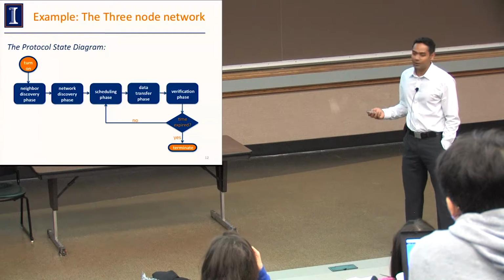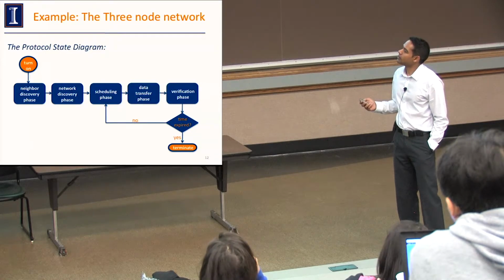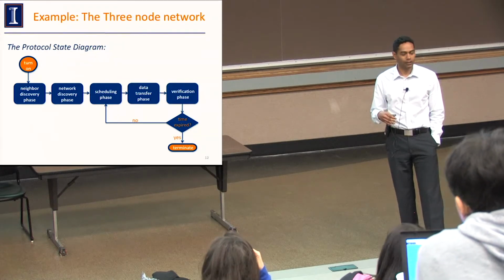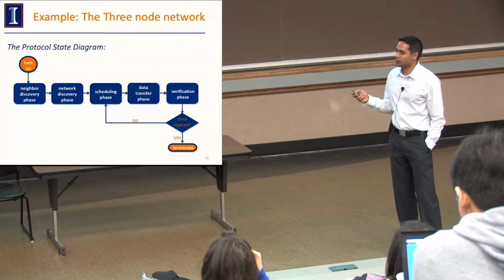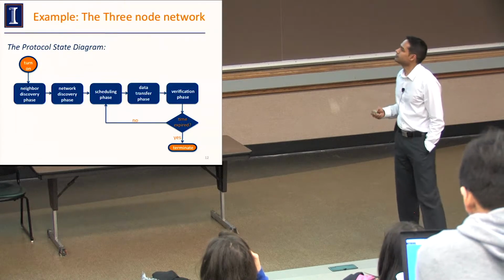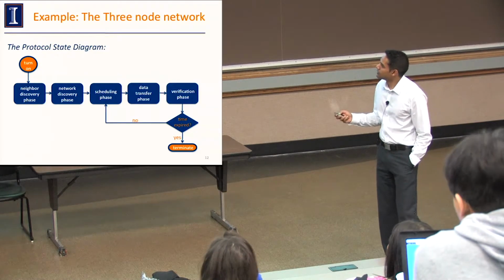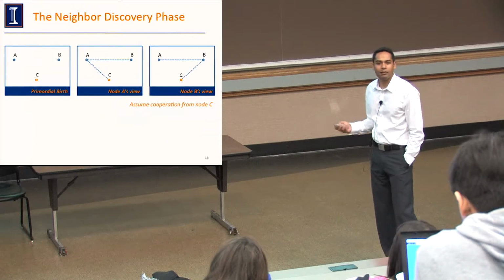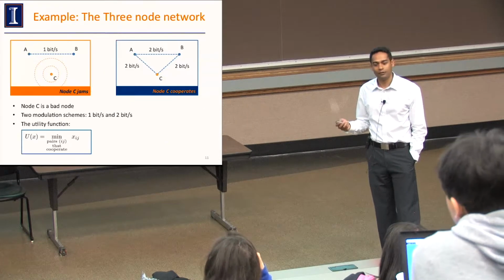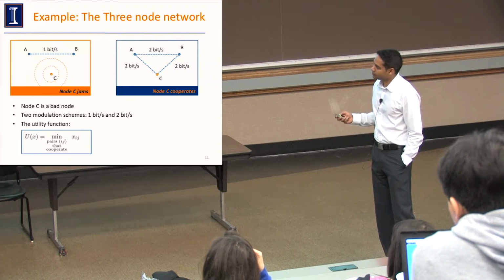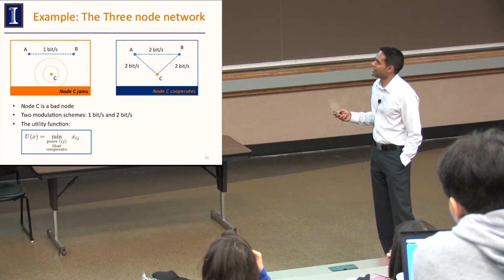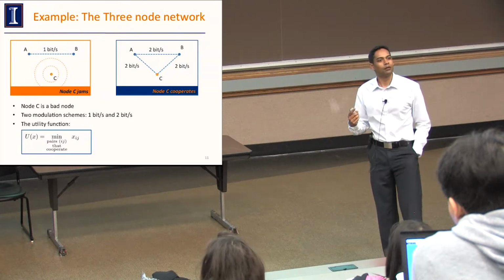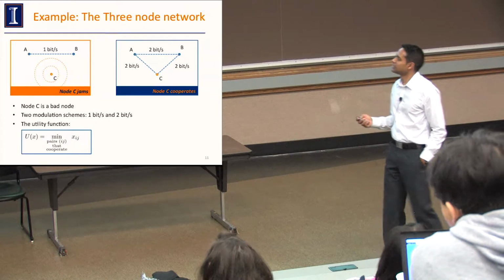Okay, so I'm going to introduce a very simple 3-node network and walk you through the protocol as it operates on this simple 3-node network. We have 2 good nodes, node A and B, and node C is a bad node. Obviously node A and B don't know that node C is bad. Node C knows that A and B are good. There are just 2 modulation schemes, at 1 bit and 2 bits per second.